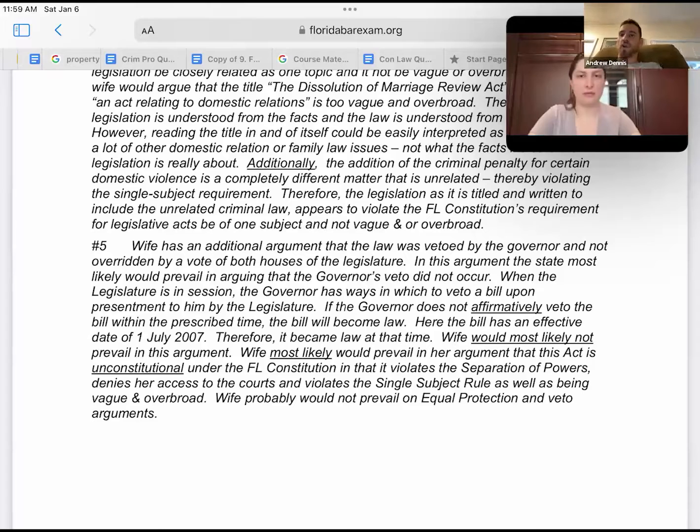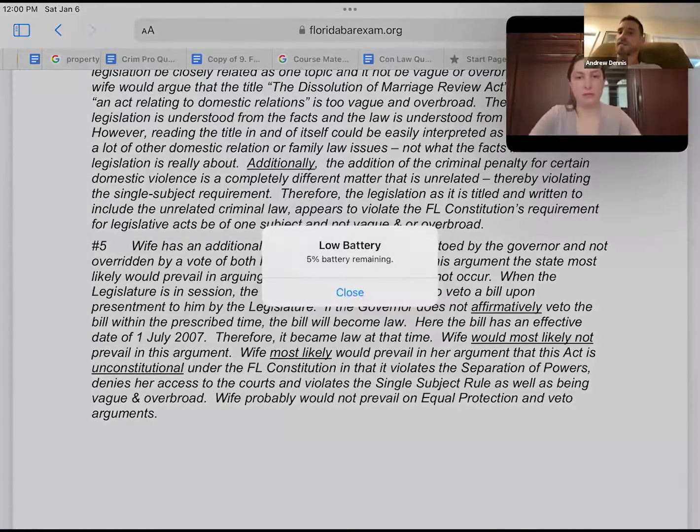Wife has an additional argument that the law was vetoed by the governor and not overridden by a vote of both houses of the legislature. In this argument, the state most likely would prevail in arguing that the governor's veto did not occur. When the legislature is in session, the governor has a set number of days in which to veto a bill upon presentment to him by the legislature. If the governor does not affirmatively veto the bill within the prescribed time, the bill will become law. That is different from federal, where the standard is a pocket veto.